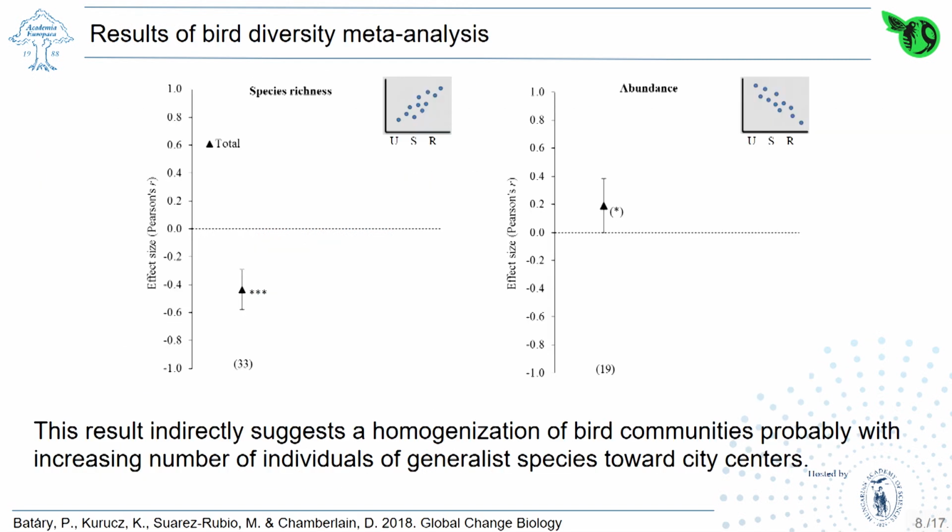And in meta-analysis, you can always see these forest plots. In forest plots, we show the major results, and this depicts basically the average estimated effect size together with the 95% confidence intervals. And if these confidence intervals do not bracket the 0, it means a significant effect as well. On the left side, the left forest plot, you can see when we go from the rural areas through the suburban to the urban, as we expected, the species richness of birds is decreasing, whereas in case of abundance, we observed only a marginally significant but slight increase in the number of birds, probably generalist bird species, which can cope with the harsh environment of the cities. So this indirectly means a homogenization of bird communities in the cities.